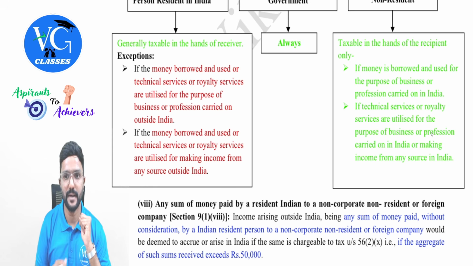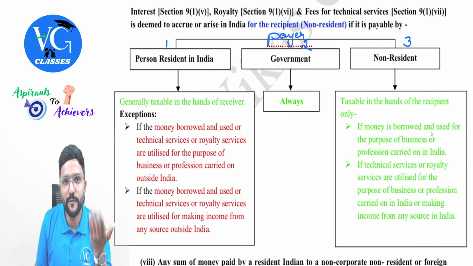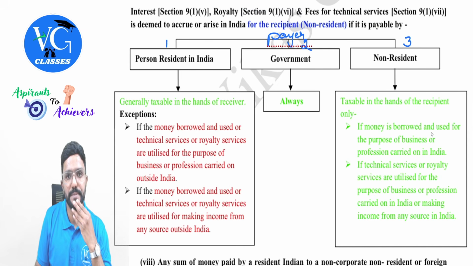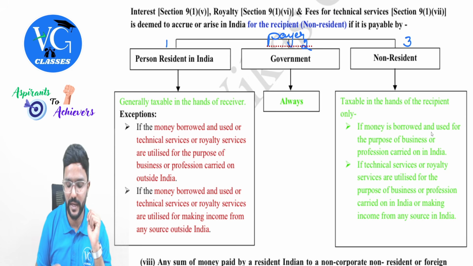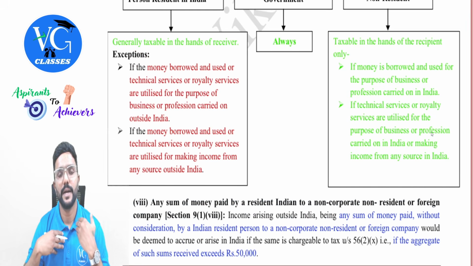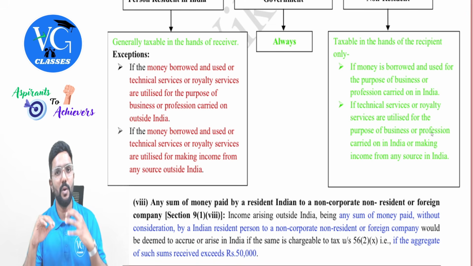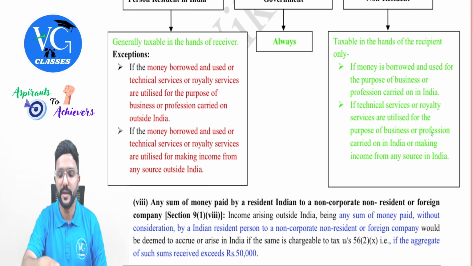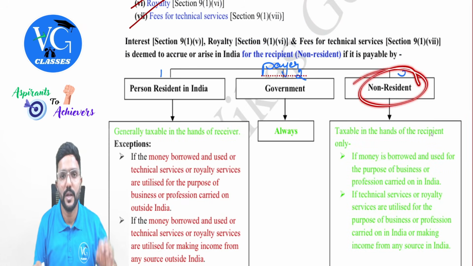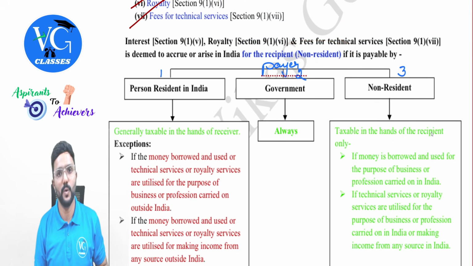Please be careful. For example, assume I am a non-resident. I borrowed a loan from you, and you are also a non-resident. Both of us are non-residents. Now I have to pay interest to you. So I am a payer who is a non-resident, and you are earning the interest income. You are also a non-resident.